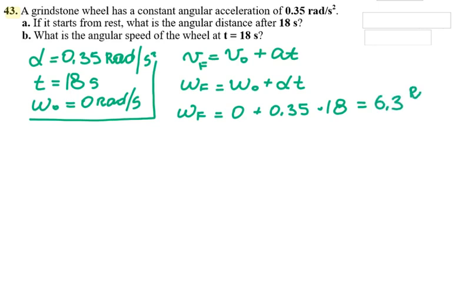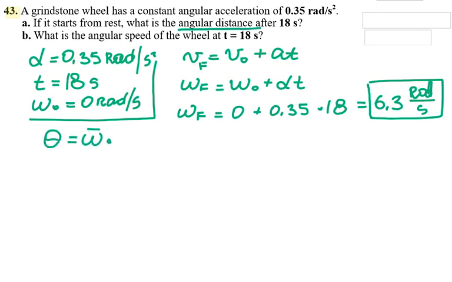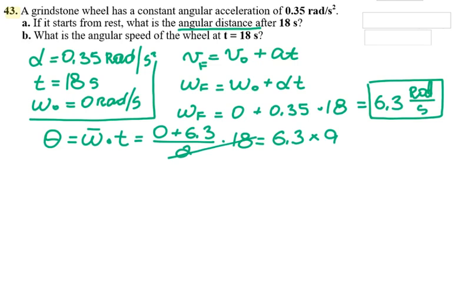6.3 radians per second. So this is the final velocity. If I want to find angular distance traveled, I need again angle is equal to average velocity times the time. So initial is 0, final is 6.3 divided by 2, and the time is 18, so that's the same as 6.3 times 9 if I divide 18 by 2, and that will give me 56.7 radians. So that's the answer for A.